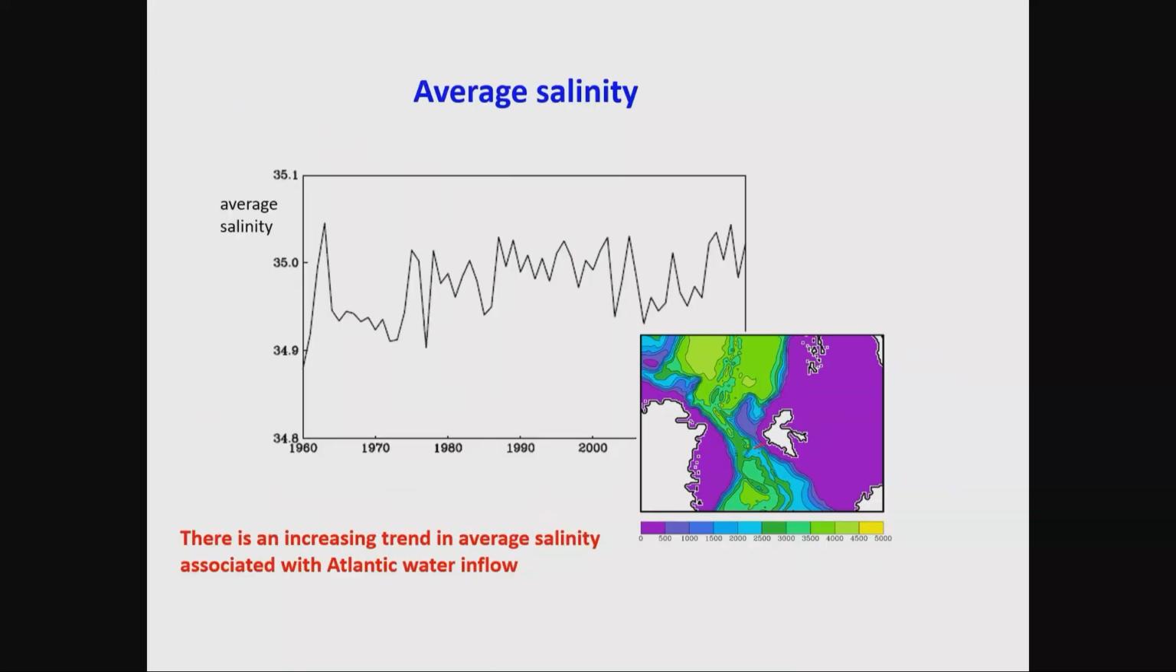The Arctic warming can also impact the salinity. This is the average salinity along the red line. There is an increasing trend from 1960 to 2021, so the Atlantic water inflow is becoming saltier in recent decades. That could be related to decreased ice export through Fram Strait and increased surface evaporation.